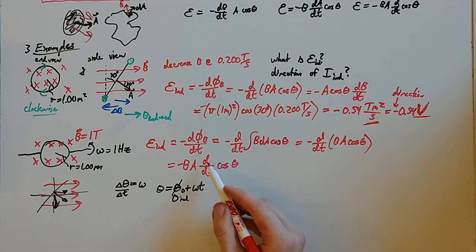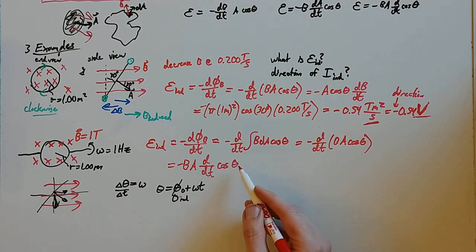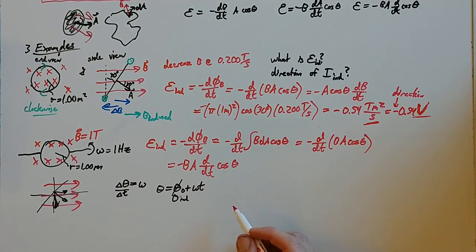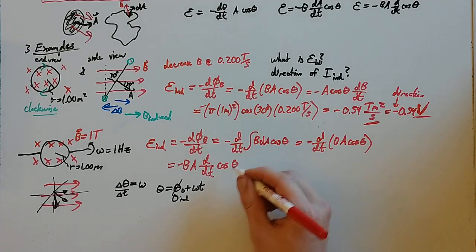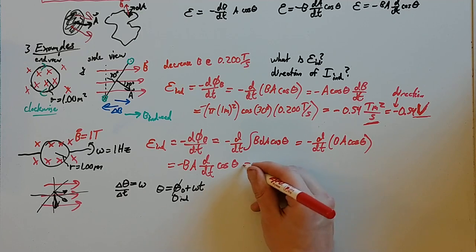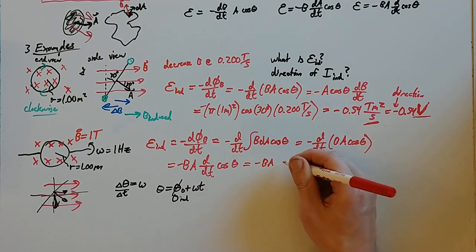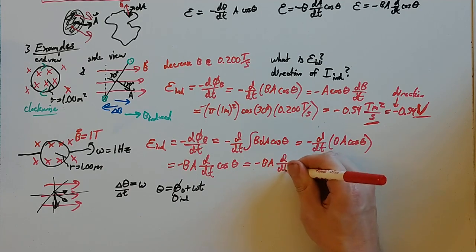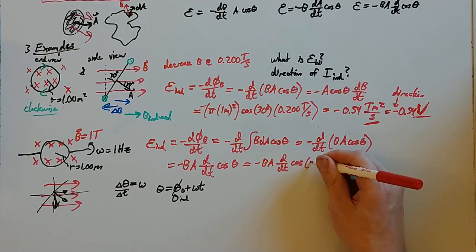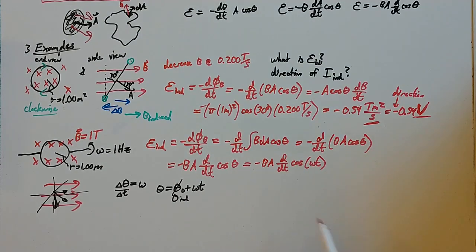And this is good because I'm trying to take a derivative with respect to time. It would be good to have an actual time variable in here, so I need to have a t that I can take the derivative with. So this is going to be minus B times A times d/dt of cosine of omega t. And yeah, isn't this fun? Bringing back all the Physics 141 memories here.